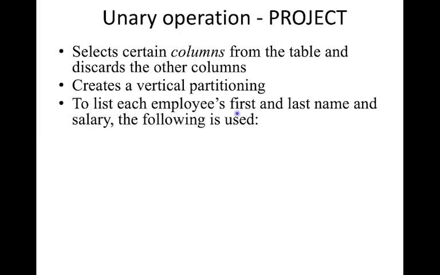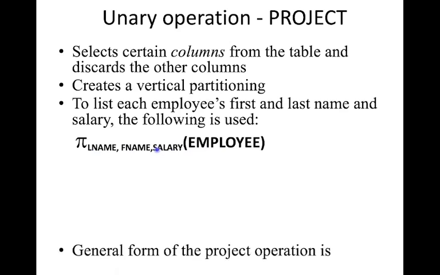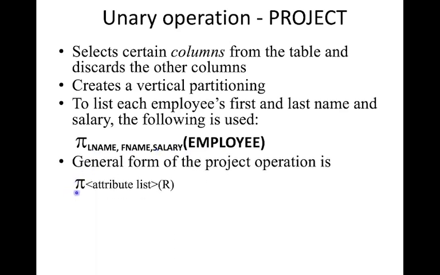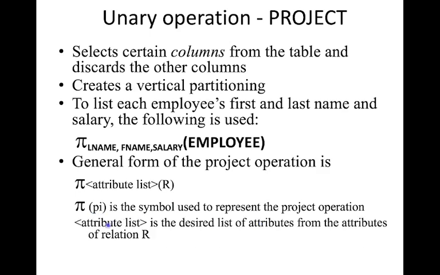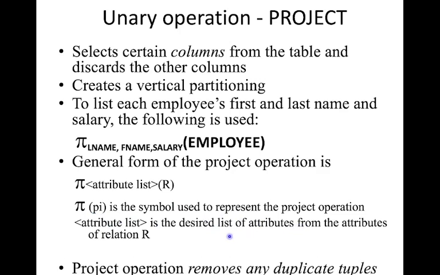For example, if you want to list each employee's first name, last name and salary from the employee table, we can simply use pi. Pi is the project operator: pi last name, comma, first name, comma, salary of employee. So it will project only these three columns. The rest of the columns will be ignored or discarded. The general form of the project operation is like this: pi attribute list of R. Pi is the symbol used to represent the project operation, and the attribute list is a desired list of attributes from the attributes of relation R.